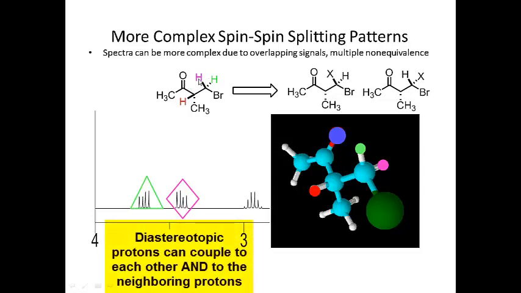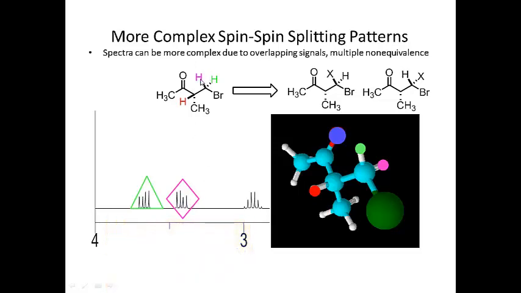So for the pink signal, which is shown here, if you look at the splitting pattern, you would expect this to be a simple doublet, but because it's not equivalent to this one, that's also going to split it into a doublet. So for this pink proton, we see that doublet of doublets type pattern, and for the green proton, we also see a doublet of doublets type pattern. And in the 3D model over here, here's the green proton, here's the pink proton, and here's the red proton that's actually on the chiral center.